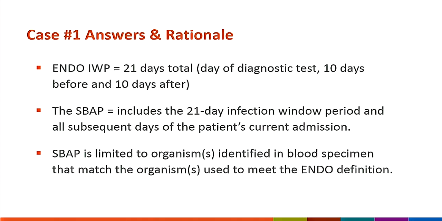There is one caveat to that, and that is that the secondary BSI attribution period is limited to the organisms that are identified in the blood specimen that match the organisms used to meet the endo definition. And what do we mean by this? We don't expect that a patient coming in with endocarditis with one organism during their admission is going to have other organisms be recovered from that endocarditis.